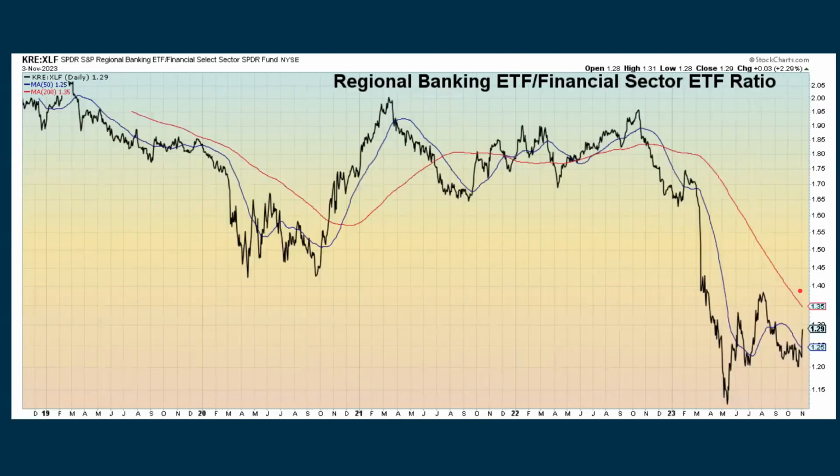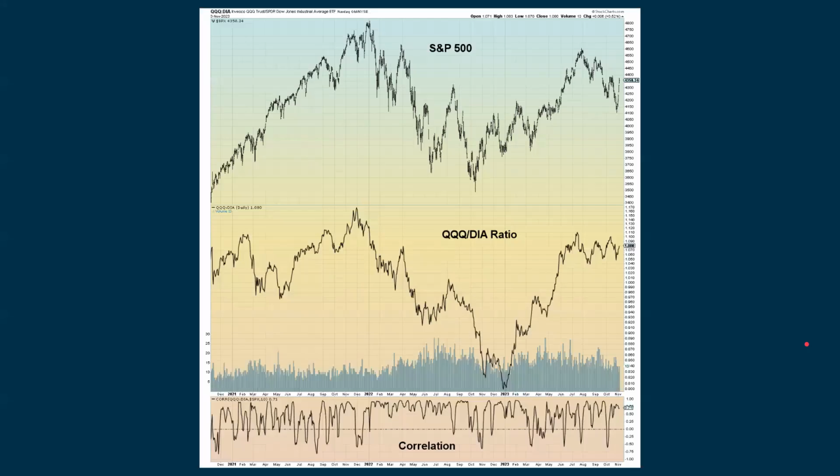We also look at the regional banking ETF and compare it with the financial sector, where it's been really underperforming, but it did spike up a little bit last week. We look at a ratio between the QQQs and the diamonds, and I mainly look at the bottom, and they're having a pretty strong tendency to go in the same general direction. This is the Dow and the NASDAQ 100. It is coming off a little bit as we're seeing them getting a bit out of alignment with each other.